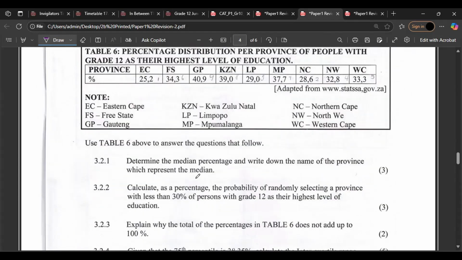Now, the moment you hear of the median, what has to come in your head? You have to arrange the data before you look for the median. Arrange it from small to big. Then you look for the middle value, the middle number. So when we look at this from the smallest, which one is the smallest?